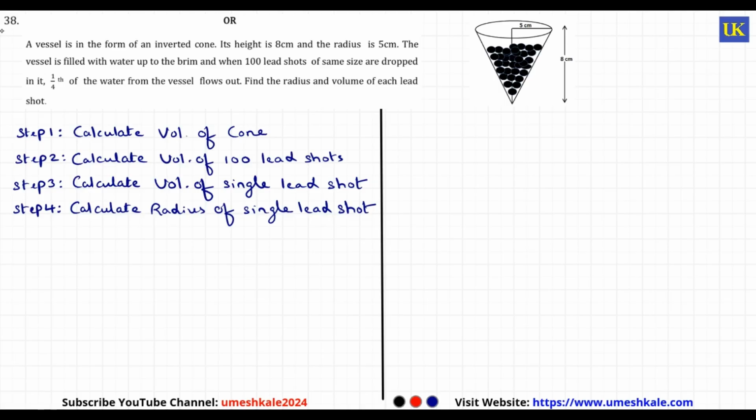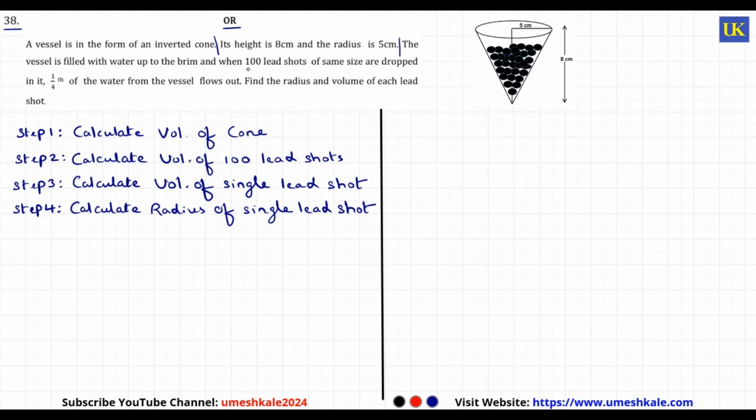So guys, we will be solving the 38th question, the OR question of 38th, which says a vessel is in the form of an inverted cone. So you can see an inverted cone. It is a vessel, its height is 8 centimeter. So the height of the cone is 8 centimeter and the radius is 5 centimeter. It is given in the diagram. The vessel is filled with water up to the brim, means up till the edge.